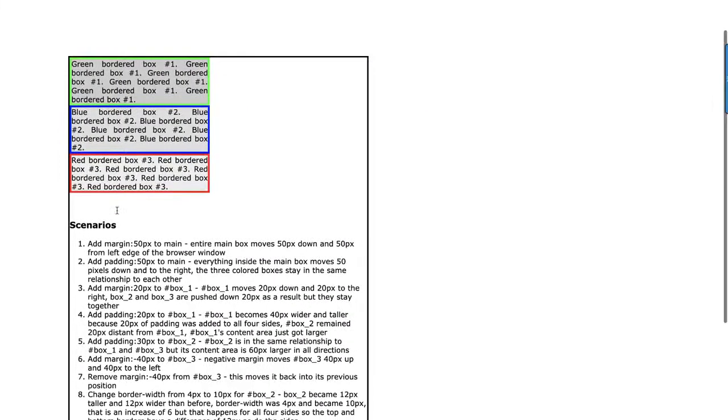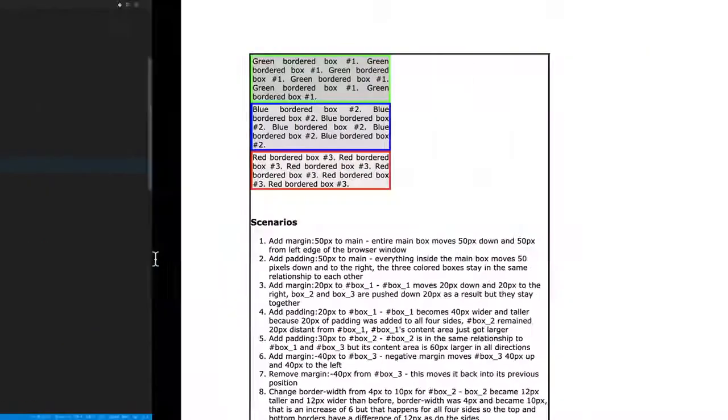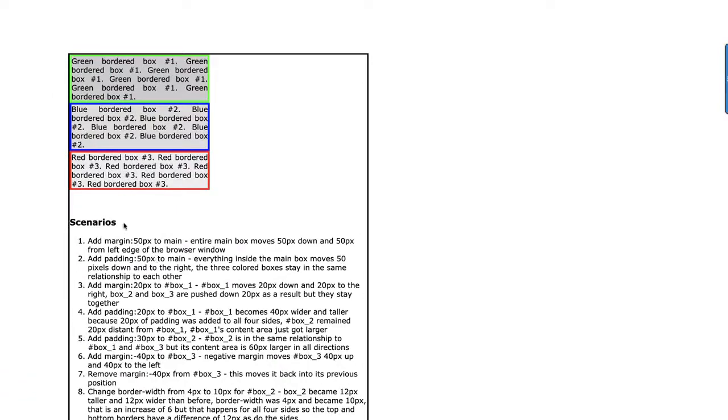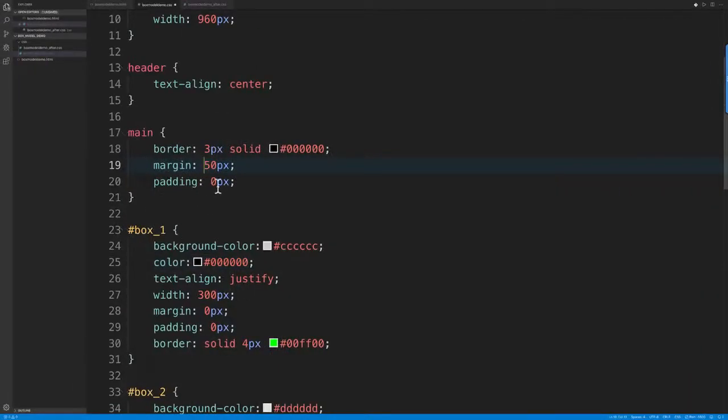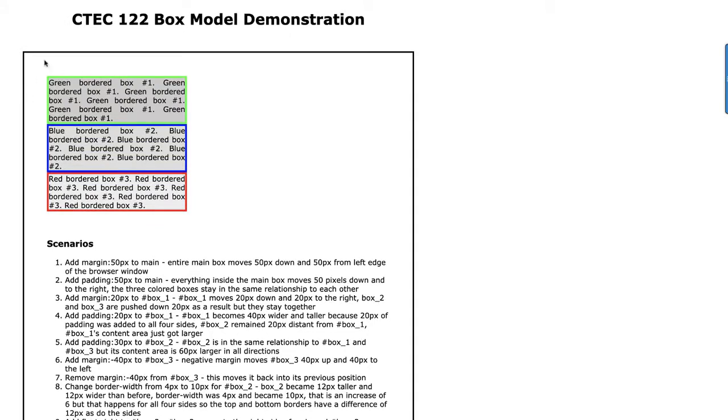The next thing it wants us to do is add padding of 50 pixels to the main. So again, sorry about that. Look where we are now. Look where these boxes are. And I'm going to add 50 pixels of padding. I'm going to save it. And notice how the boxes got pushed away from the border of the main. See, this is 50 pixels. The padding is actually on the top, right, bottom, and left. All right? So there you go on that one.